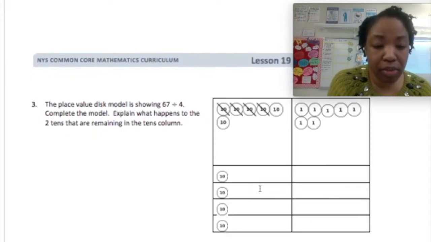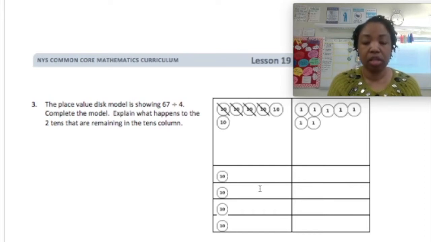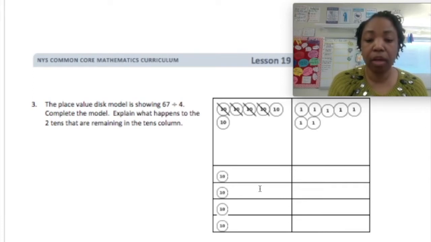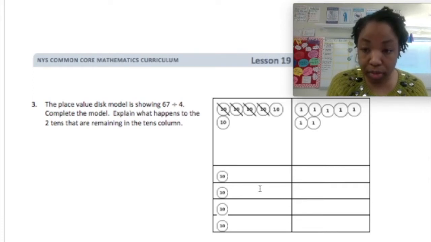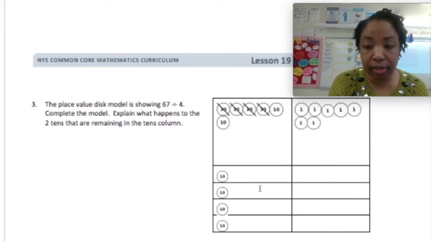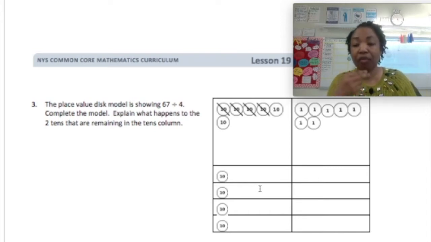The place value disk model is showing 67 divided by 4. Complete the model. Explain what happens to the 2 tens that are remaining in the tens column. So we have 67 modeled, right? 6 tens, 7 ones. We have 4 equal groups, right? That's why they have 4 rows. When we started in the tens and we divided that 1 group of 4 from the 6, we have 2 remaining. If I have remaining in the tens, then I need to rename them. I need to unbundle them.